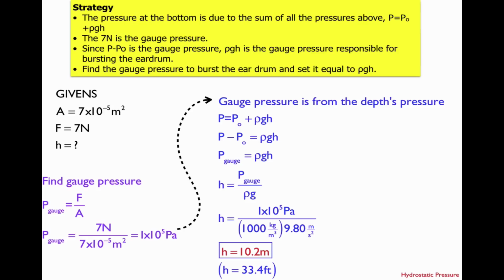And I'm going to find the gauge pressure to burst the eardrum and set it equal to rho g h. So in the blue text, the third line down, it is exactly that statement. P minus P naught is equal to rho g h. That's just the math version of the gauge pressure to burst the eardrum set equal to rho g h. So I'll give you an idea of how to write your strategies in words and not just equations.